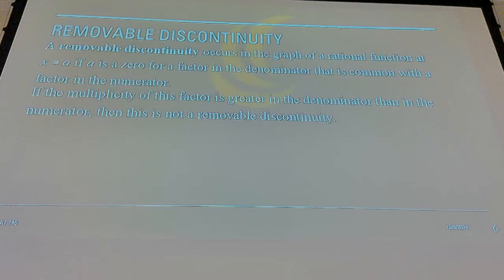Right. However, if the multiplicity is greater in the denominator than it is in the numerator, then you're not going to be able to get rid of that 0 in the denominator, and so you'd still have the asymptote there. It wouldn't be a hole.